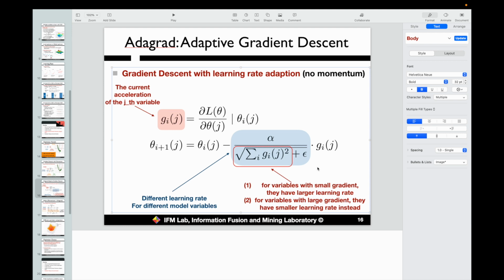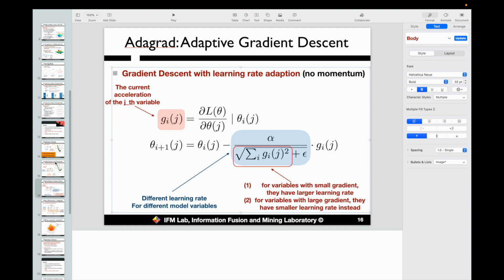And you may also wonder why we have this epsilon here. This epsilon is a very minor value. It is added here because sometimes the summation of the gradients may be 0. And if so, this division will make no sense, right? So we add one epsilon here to avoid this summation being 0, to ensure this equation can hold and has physical meaning. I hope you can follow me on the adaptive gradient descent and how we use this algorithm to allow different variables to have different learning rates.